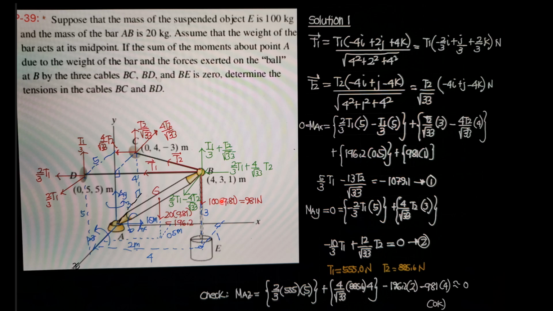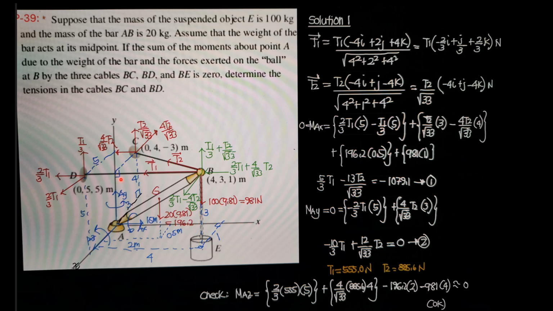Since the sum of the moments about A due to the weight of the bar, these two tensions here, and the weight of the object E is 0, that means M_Ax is 0, M_Ay is 0, and M_Az is 0. So that's the idea, the starting point.